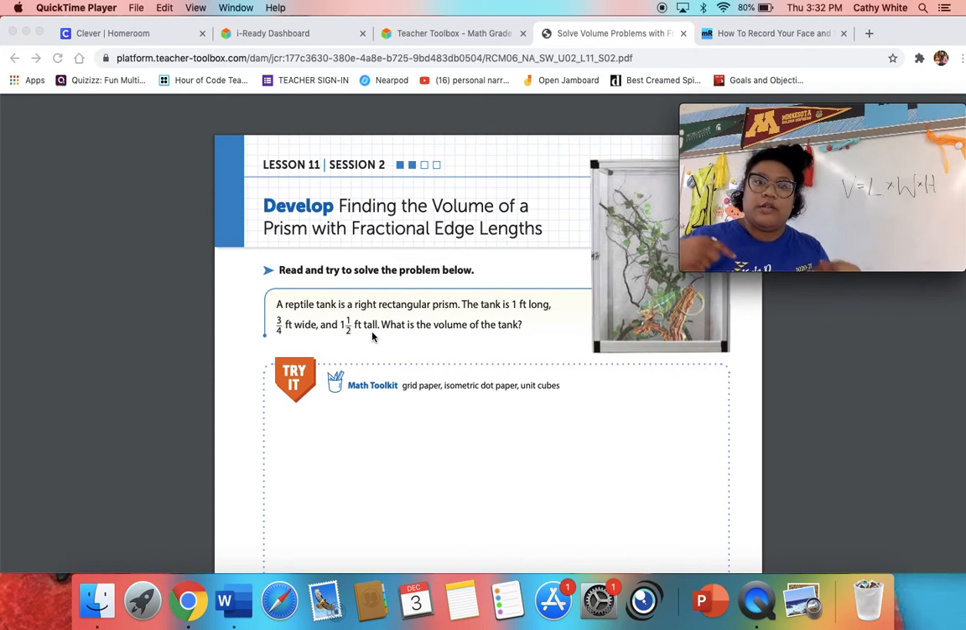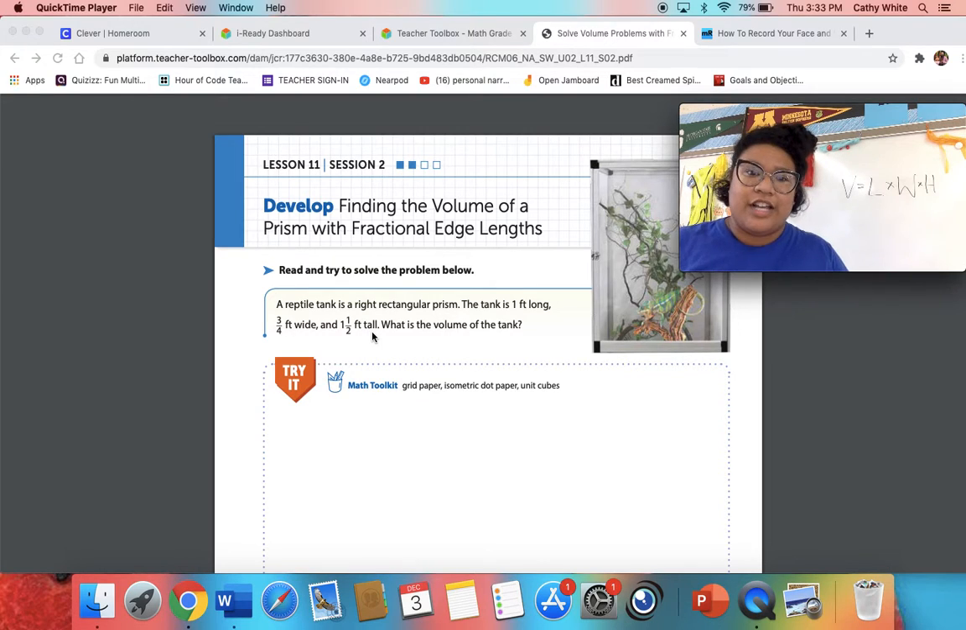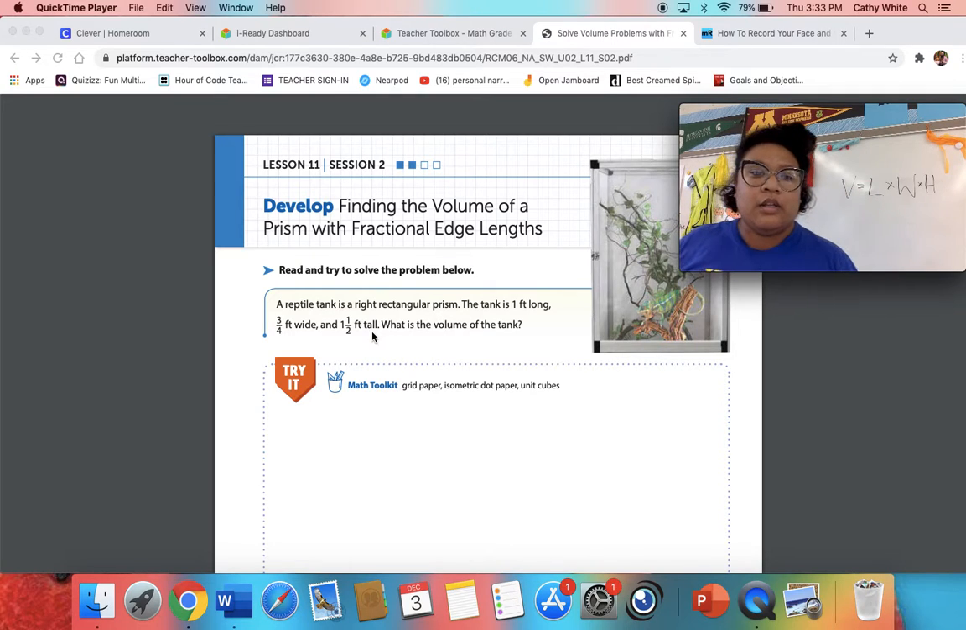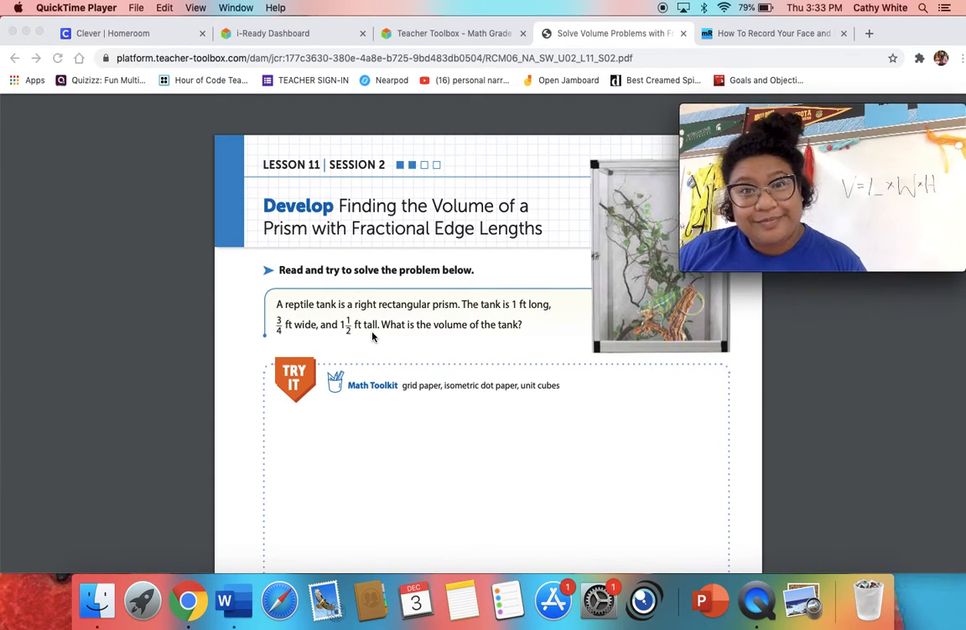Alrighty, so what we're going to do is read the question again and figure out where we find these elements in the problem. Let's read it again. A reptile tank is a right rectangular prism. The tank is 1 foot long. Okay, there's the word long. Well, long starts with the letter L, so maybe that's it. It is 3/4 feet wide. Okay, wide starts with W. We have a W here. And 1 1/2 feet tall.